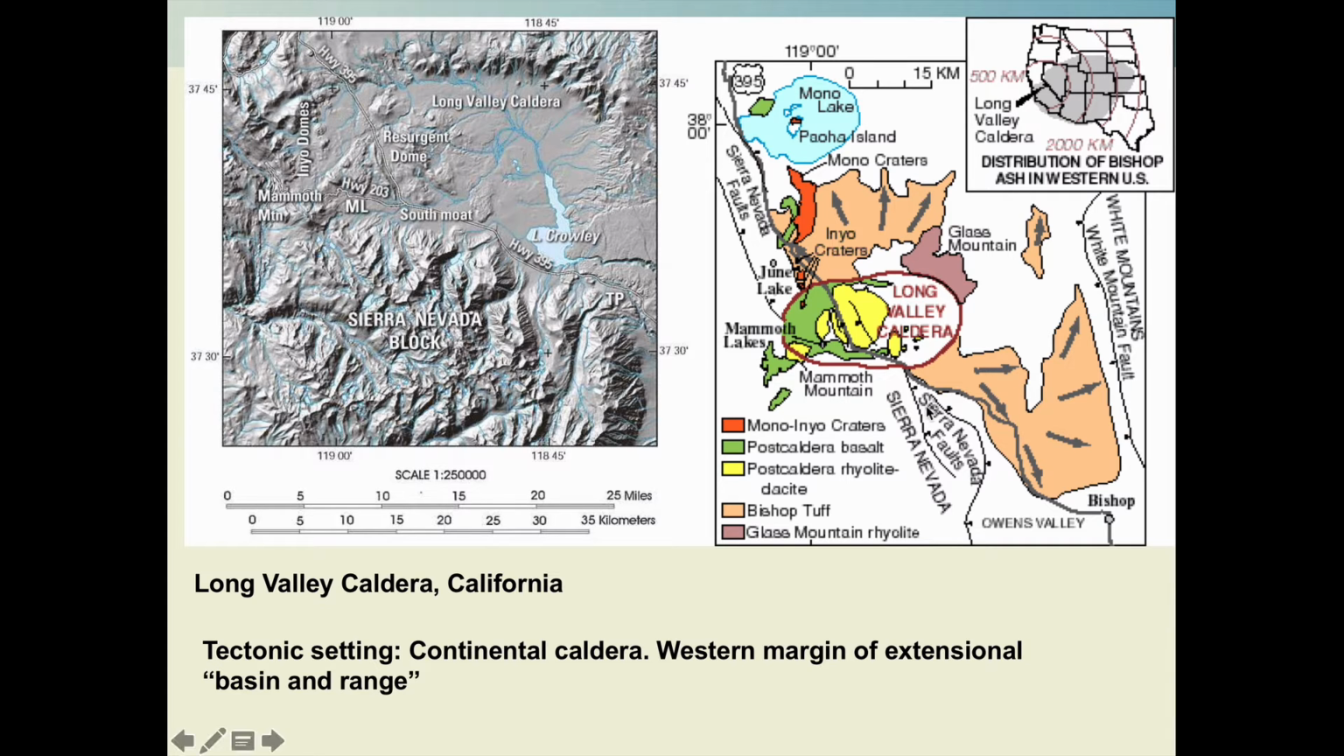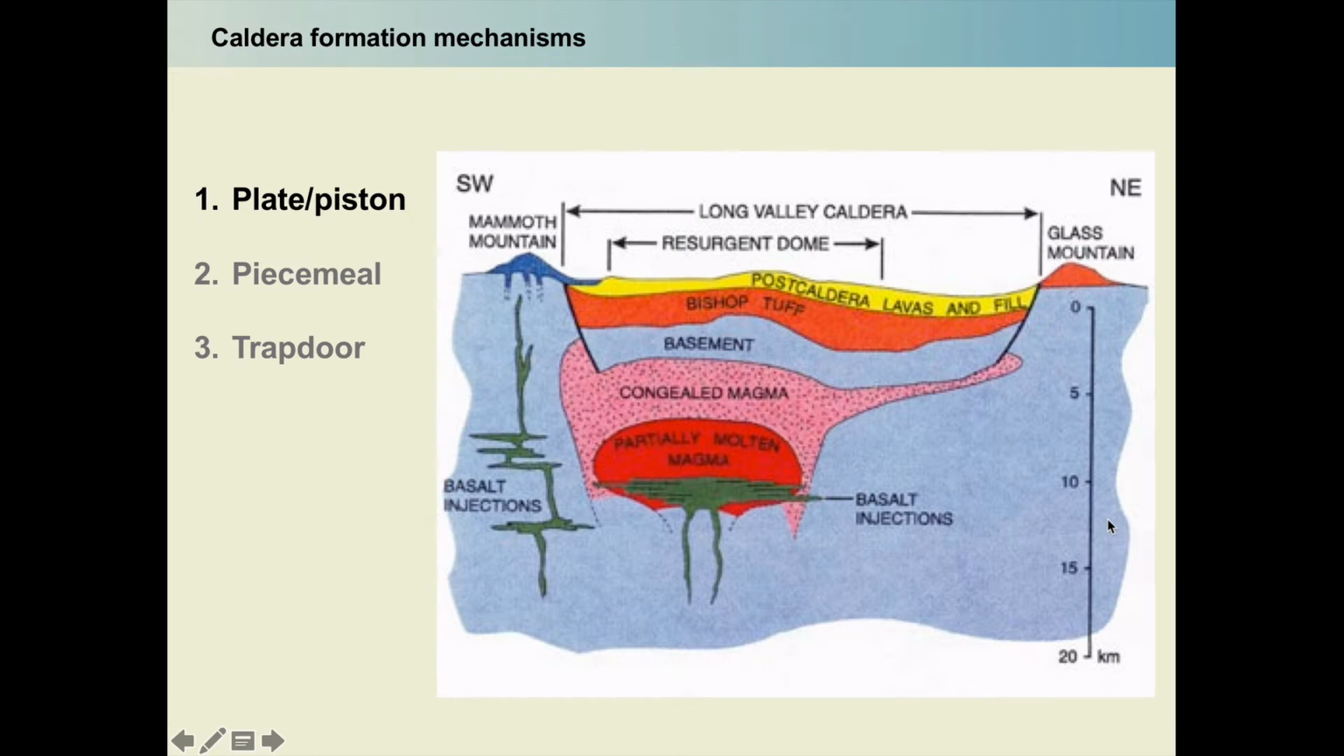The Bishop Tuff is shown in this orange color on this map. The arrows show the direction of flow away from the caldera, and to the north and to the south and east. Bishop, California is located down here in the lower right-hand corner of the map. The Long Valley caldera is a plate or piston type caldera, which I explained during the last lecture.